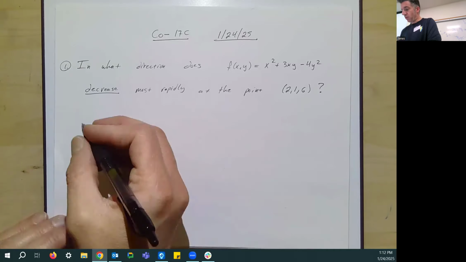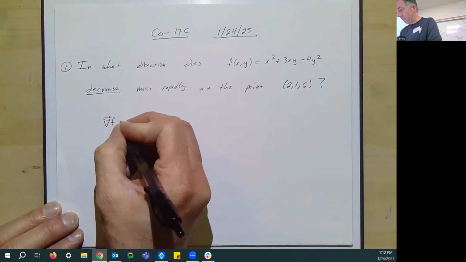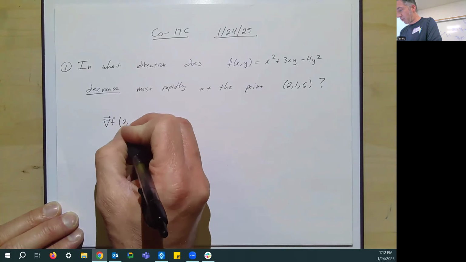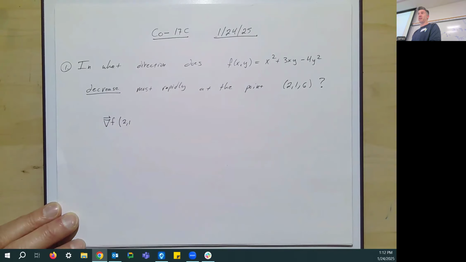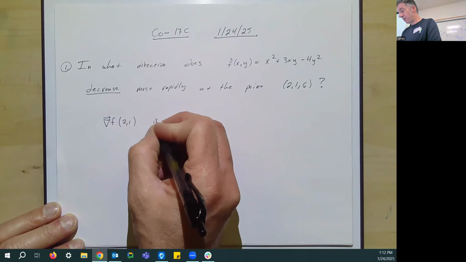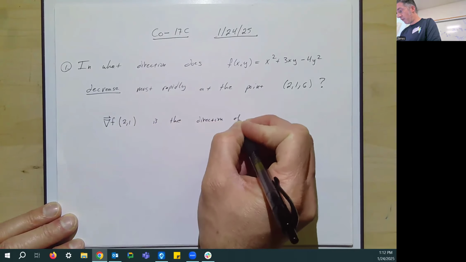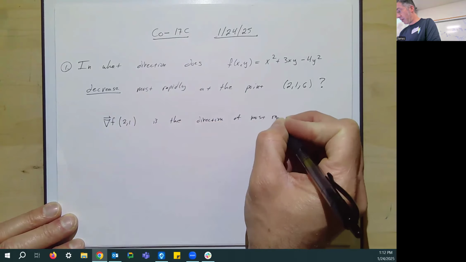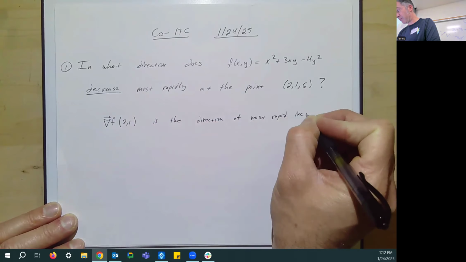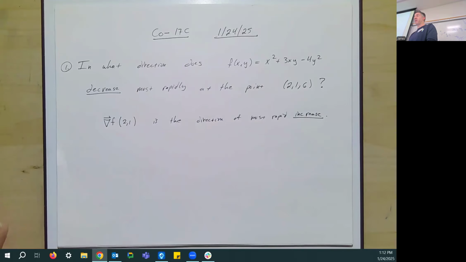So we'll start off by saying that the gradient of f evaluated at the point (2, 1), I don't really need to throw in the 6 there because the 6 is the output value, is going to give me the direction of most rapid increase. I'll say again, the gradient vector at a particular point always gives us the direction where we're increasing the most rapidly.